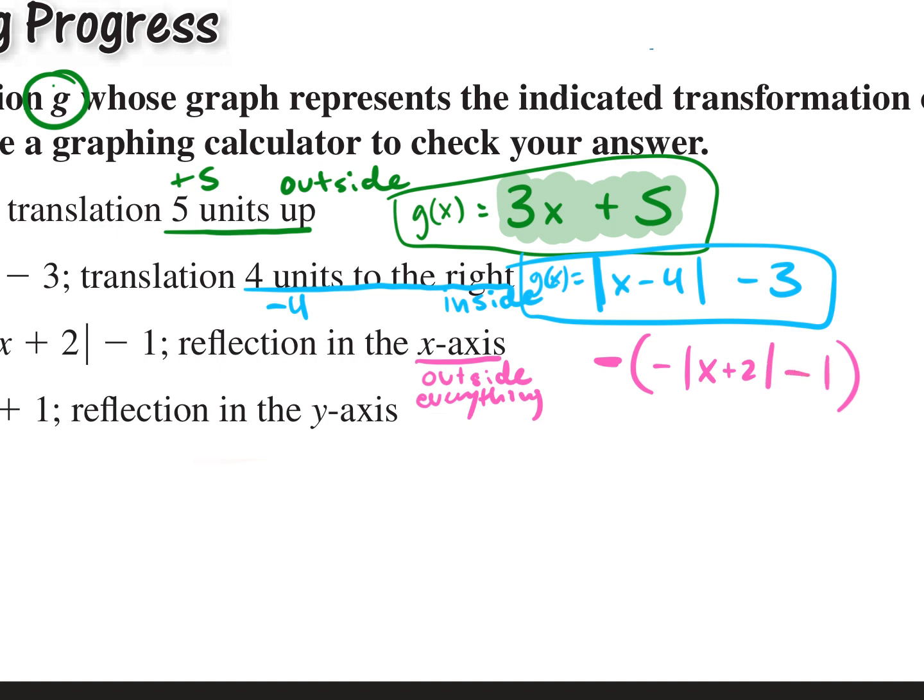Now when I distribute that negative, can I go inside the absolute value walls? No. The absolute values are brick walls. You can't distribute inside of them. So it gets distributed to the negative outside and to the minus 1. So here our function would be a negative times a negative would turn it positive. So positive absolute value of x plus 2 plus 1.